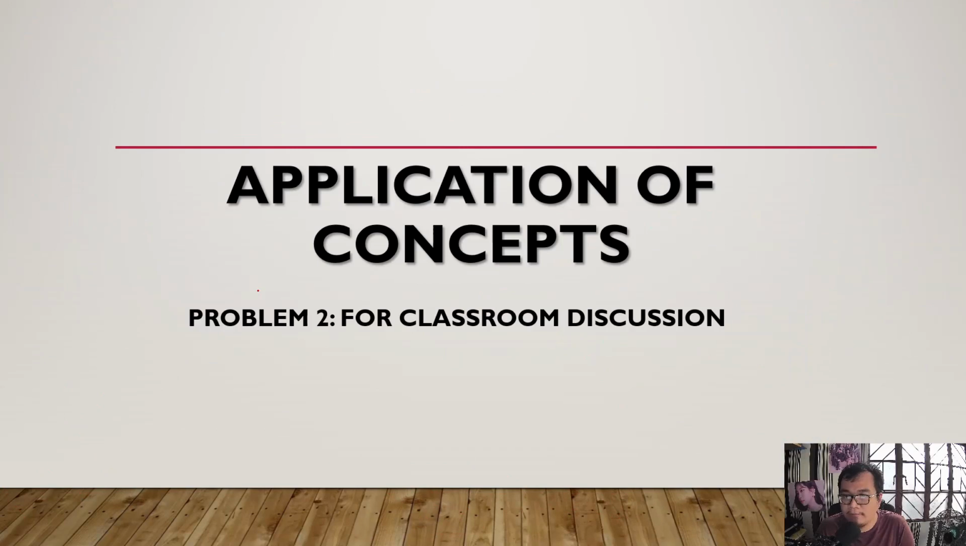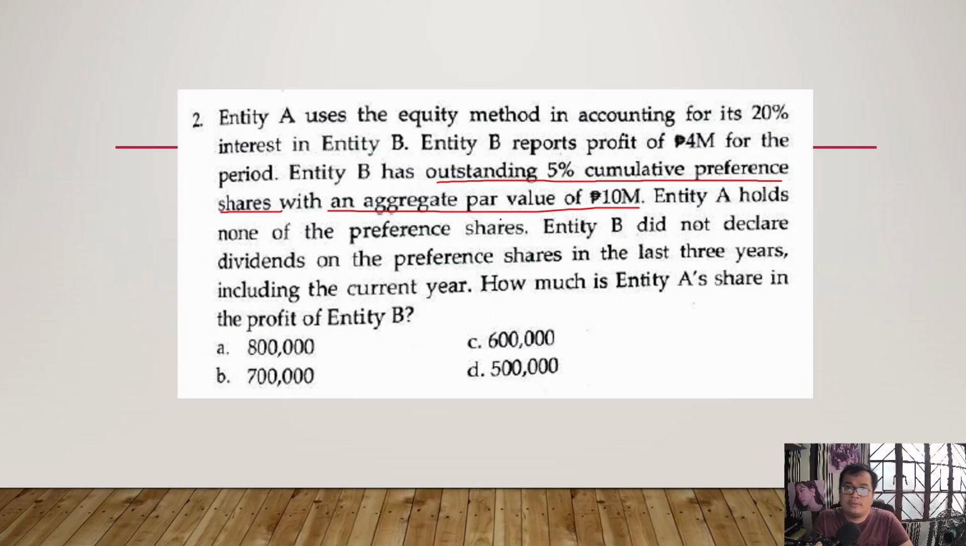So, in this case, cumulative preference siya. And wala naman nagsabing whether or not declared. So, bawas tayo ng for 1 year. So, saan yun dito? 4 million. Wait lang, hanapin natin ito. So, ganito yun ang pag-compute. So, yung preference share, 10 million. Times, ano yun? 10 million times 5%. 10 million times 0.05. That's 500,000.